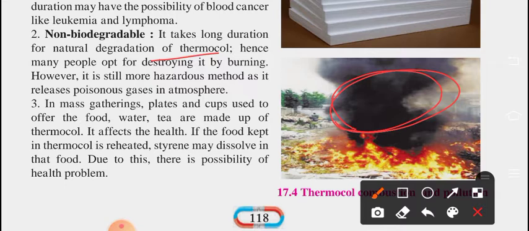So in mass gatherings, plates and cups used to offer food, water, tea are made of thermocol only. It affects health. If food kept in thermocol is reheated, styrene may dissolve in that food. The styrene content present in the thermocol is going to get dissolved in the food by the heating effect of the food. Due to this, there is a possibility of health problems.